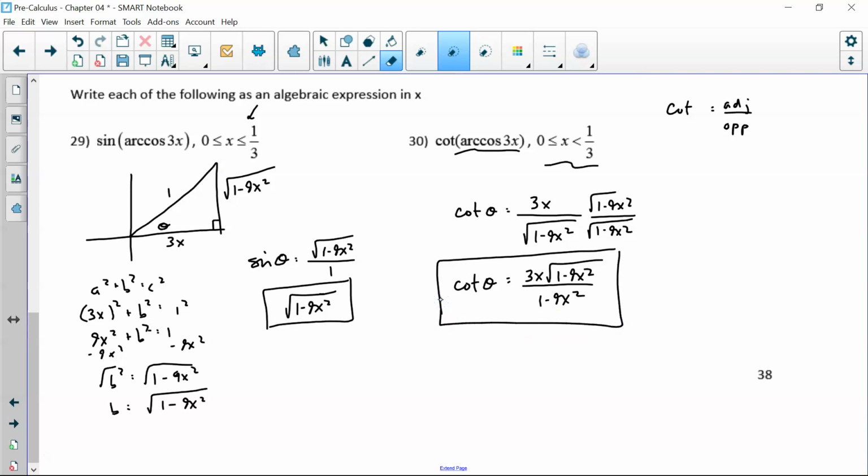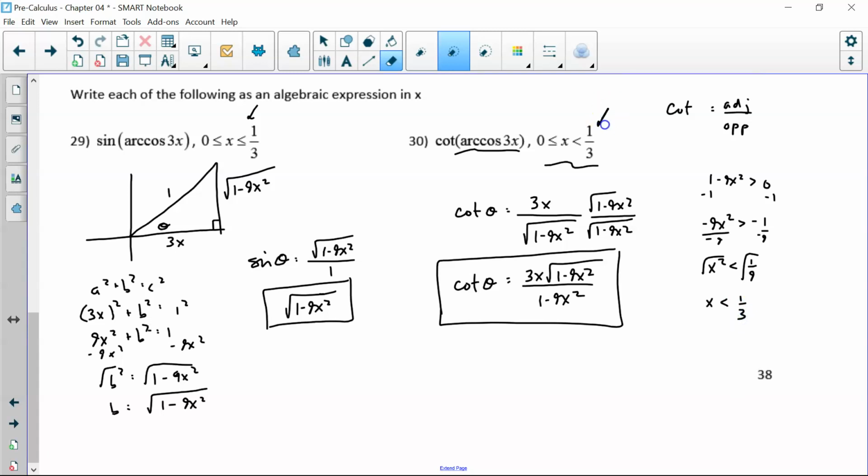And let's just make sure that we're okay with our domain. 1 minus 9x squared has to be greater than 0. Because we can't have 0 in the denominator, because we can't divide by 0. So what we do is we subtract 1 from both sides. Negative 9x squared greater than negative 1. Divide both sides by negative 9. X squared less than 1/9. Take the square root of both sides. X is less than 1/3.